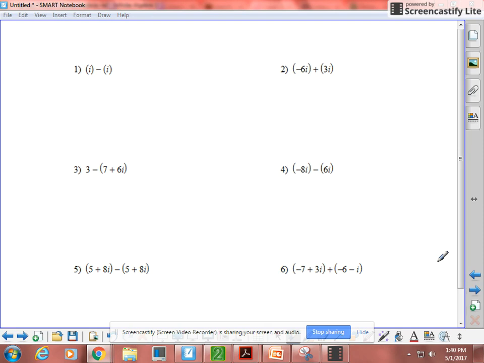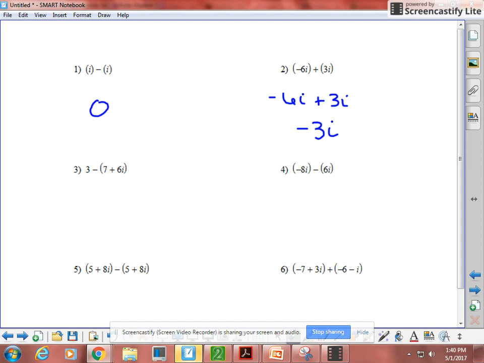The whole first page for you is just putting like terms together. So just pretend that they're x's instead of i's. So I have 1i minus 1i. That's going to give me 0. On the next one, you have negative 6i, and then you're adding 3i to it, so it's just negative 3i. Nothing's going to be squared because you're not multiplying, so just pretend the parentheses aren't there.